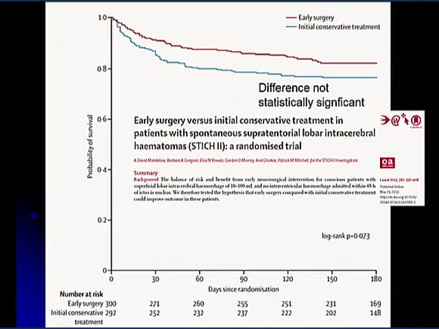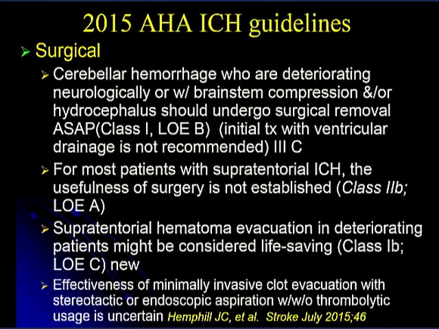So again, supratentorial ICHs are not necessarily patients that need or should absolutely have surgery, whereas we know that cerebellar hemorrhages should have surgery, and it is recommended they have surgery with the ventricular drain, but a ventricular drain alone is not recommended, as I talked about.